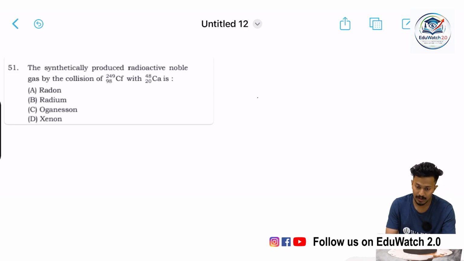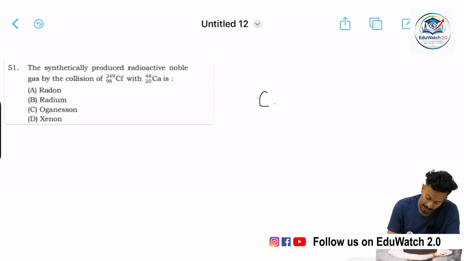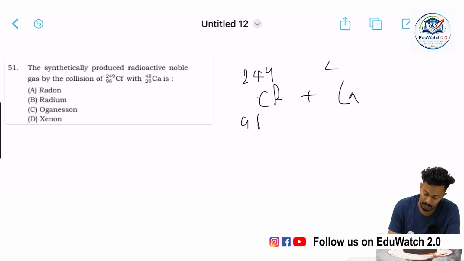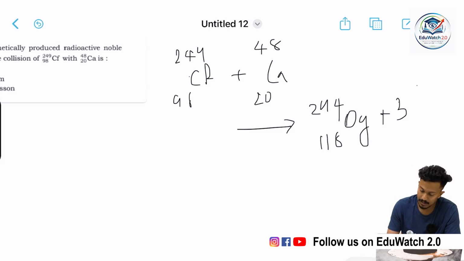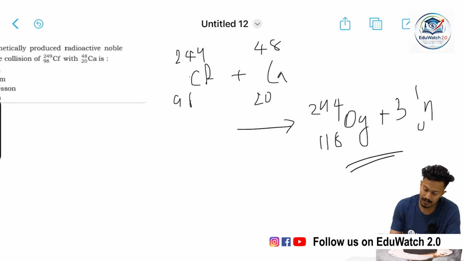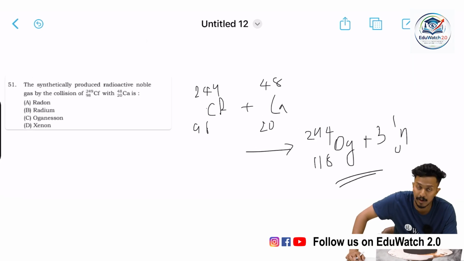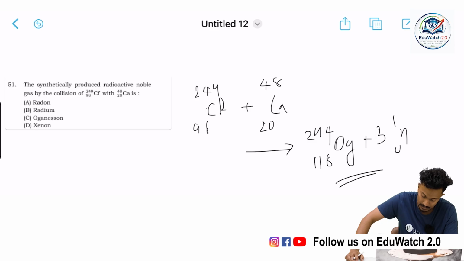So californium 249, atomic number 98, plus calcium 48, atomic number 20, gives what? Oganesson 294, the last periodic element, the 118th element, plus 3 neutrons. This is the reaction. The synthetically produced radioactive noble gas is oganesson.